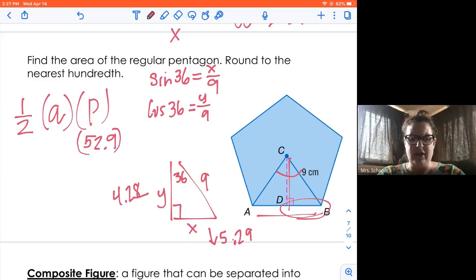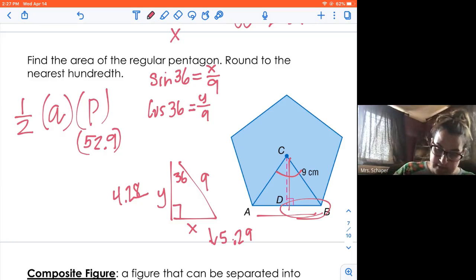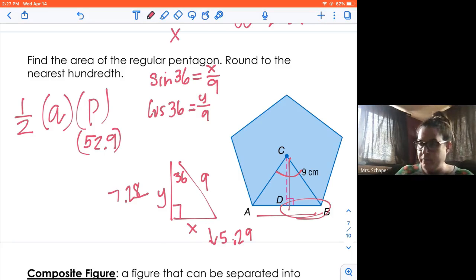My apothem is... that wasn't 7 point. Let me check this again. I think it was 7 point something. Let me double check something here. Cosine of 36 times 9. This should have been 7.28, not 4. Here we go.